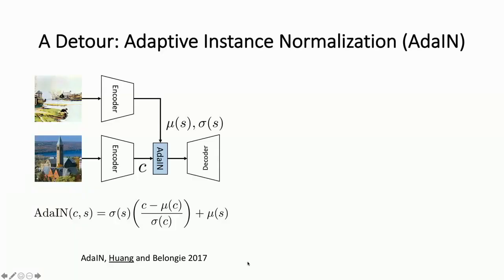In a previous work, we found that the mean and variance of deep features encode the style information of an image. Style transfer can be simply achieved by aligning the mean and variance of the content image features to the mean and variance of the style image features, like this. More specifically, we have an input content image and an input style image. We encode them to some feature space, and we do this operation. The mu and sigma are the mean and standard deviation computed across spatial locations for the same example.